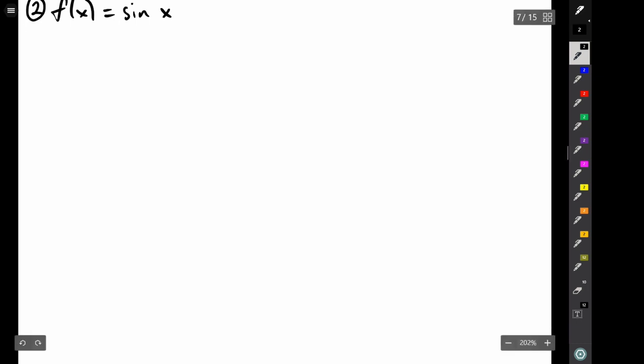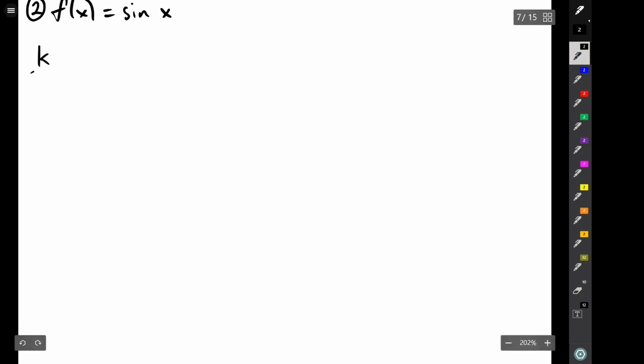The next example I want to look at is the function f of x equals sine of x. Let's find the Maclaurin series of this. So we're going to do the same thing we did last time and create a table and try to find the derivatives here. So what can we do?